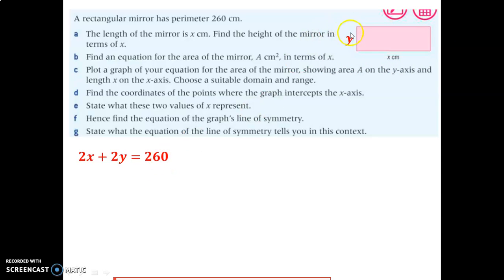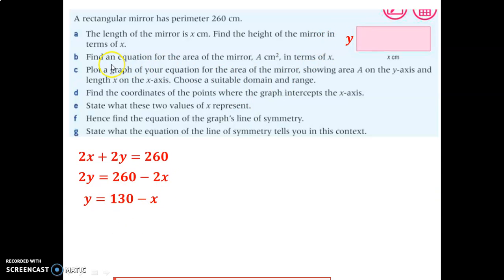But our goal is to write this in terms of x. So try that now from this equation. Well, that just means solving for y. 2y equals 260 minus 2x. Then we can divide everything by 2, and we get this. We have just found out that y is 130 minus x. So we have written the height in terms of x. So we can replace this y with 130 minus x.